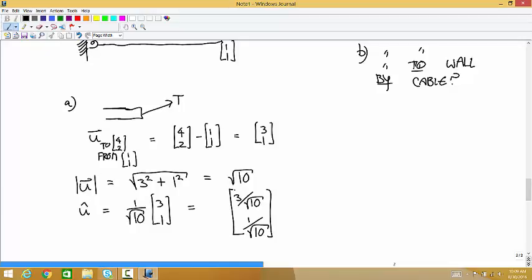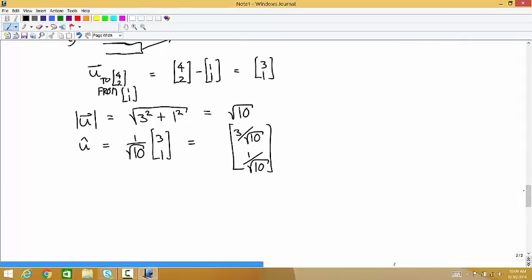So now that's a unit vector in the correct direction, and then the last thing you do is you just have to multiply it by the magnitude you want. So the force on the beam by the cable is 3T over root 10. We're just multiplying it by T, and then 1T over root 10.